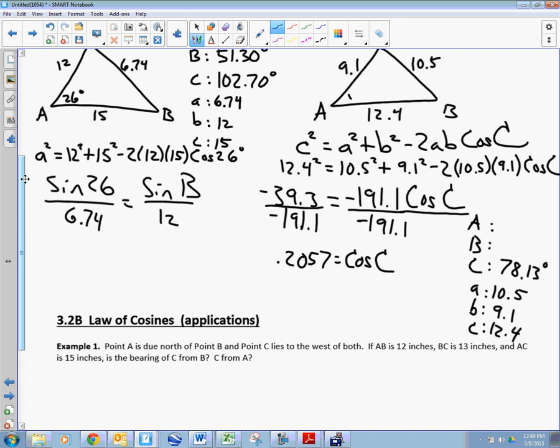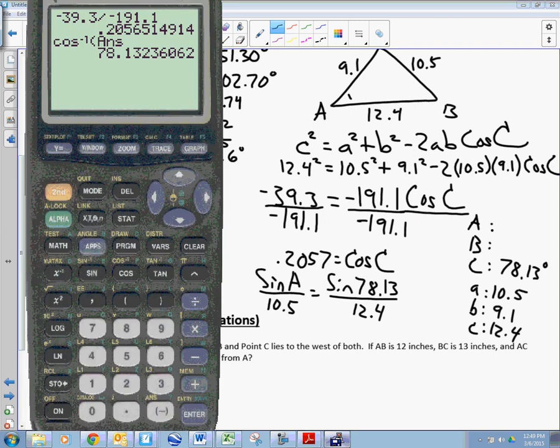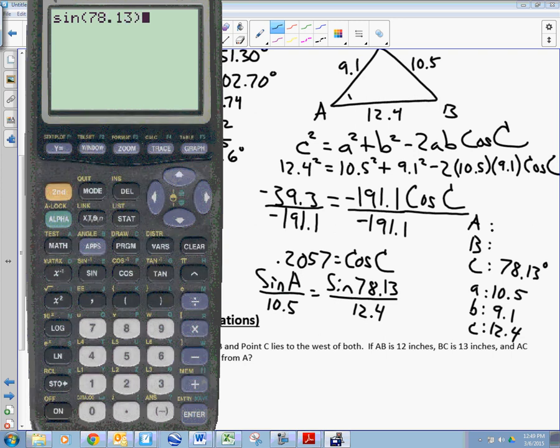We know that these are both acute. That's the biggest angle. So law of sines will give us the correct result. No worries. So all I do is sine of angle A over 10.5 is equal to sine of 78.13 over 12.4. So do my calculation. I sine inverse that answer. I get 55.96.